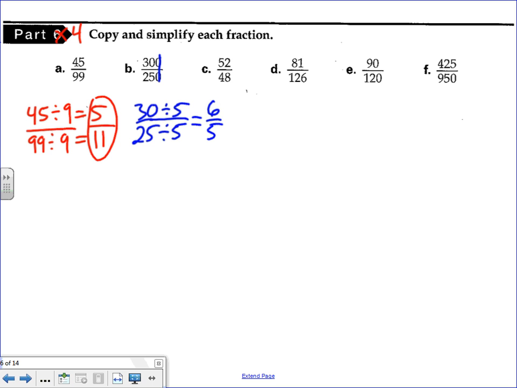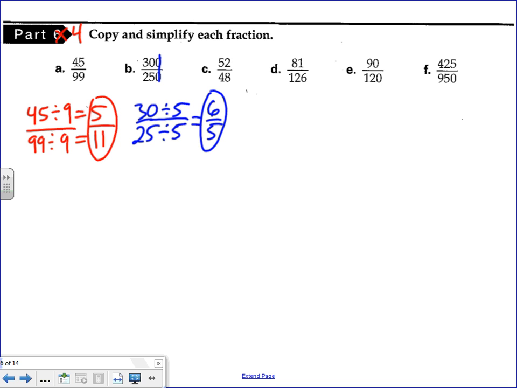All right, now I can check 6 over 5. I know 5's not going to work again because 5's not going to go into 6. It would go into 5, but not into 6. 3 would go into 6, but it's not going to work for 5. And 2's not going to work because 5 is an odd number. So then I know that 6 over 5 is as far as I can go.